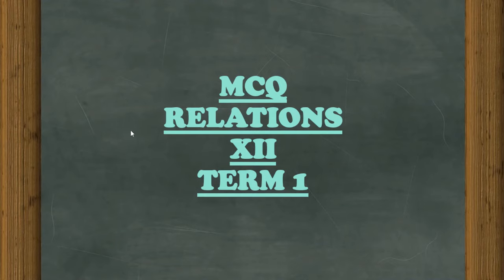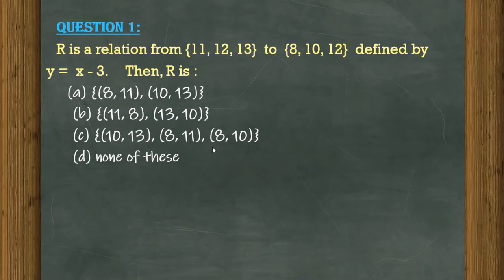As you know, the CBSE has divided the entire class 12th into term 1 and term 2. And the term 1 examination will be objective type. So by keeping this in mind, we are starting MCQ sessions of different chapters. Today we'll solve some MCQs of our first chapter, relations and functions. We'll bring different parts, but today we'll solve the MCQs of relation. So let's begin with question number 1.